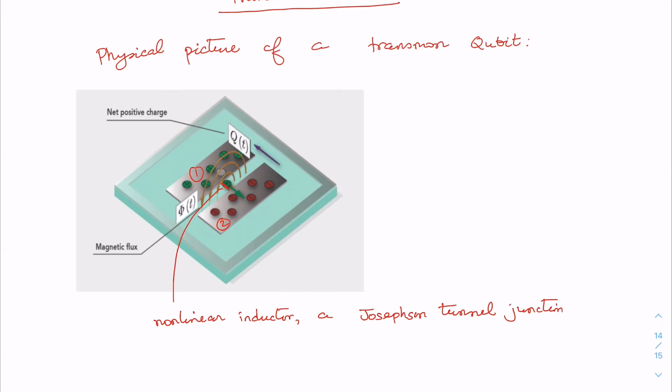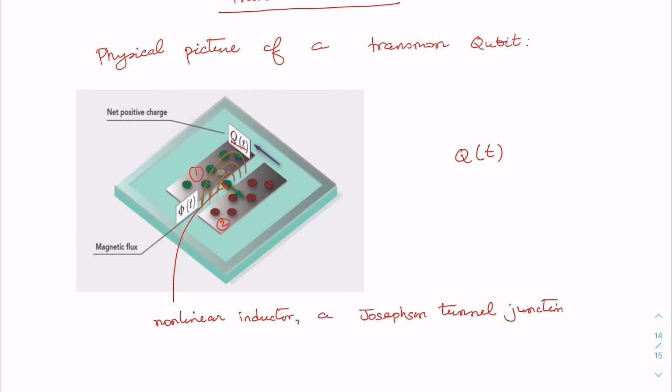You can imagine, just like in the Cooper pair box, a Cooper pair tunneling from the first island to the second island, which makes the first island have a net positive charge q of t. And as you know, the whole structure could be described in terms of charge q of t and current I of t. So the whole structure would have these quantities.